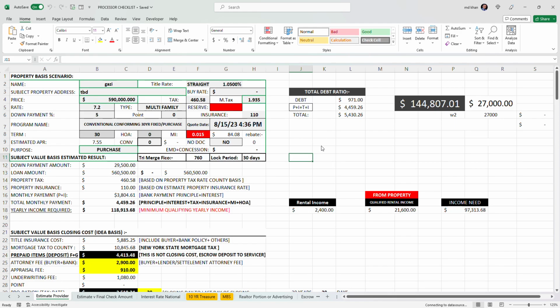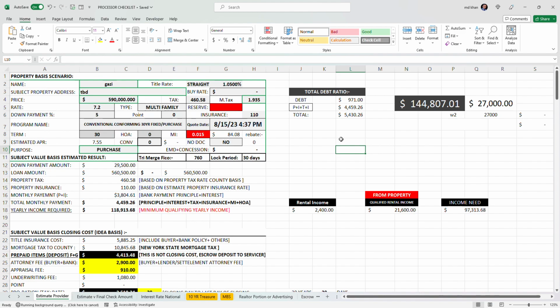Okay, so today we'll discuss basically what is the closing cost. Before we discuss anything about the closing cost, we need to know what are the items that we need for the closing cost. Why do I need it?